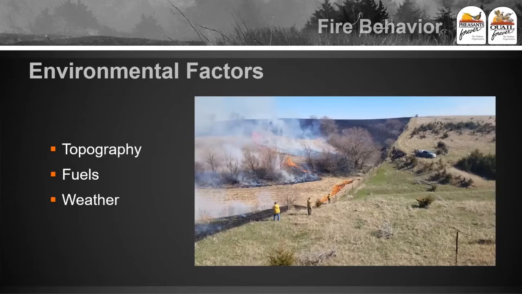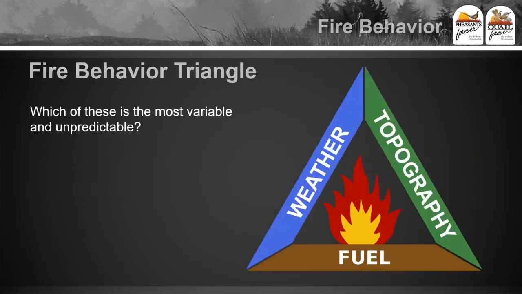Now, there's three environmental factors that we're going to look at. We're going to look at topography, fuels, and weather, and some of the things that interact with them. So here's our fire behavior triangle. The most variable and unpredictable of all three of these is obviously going to be weather, right? Weather is always constantly changing, which means our fire behavior on the fire line is going to be constantly changing. It's typically never static.